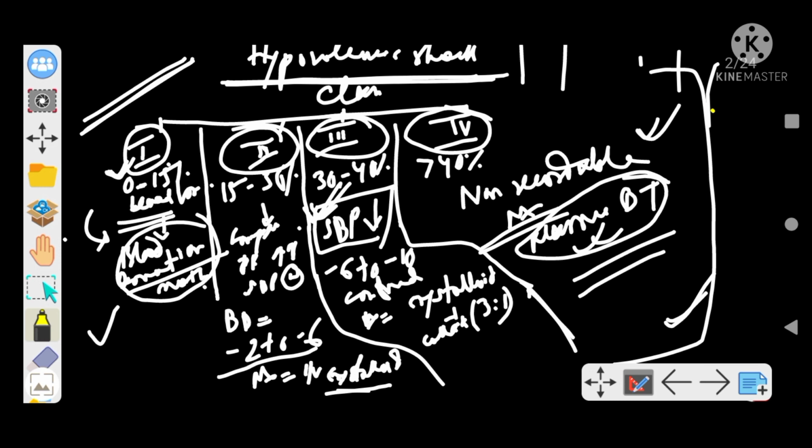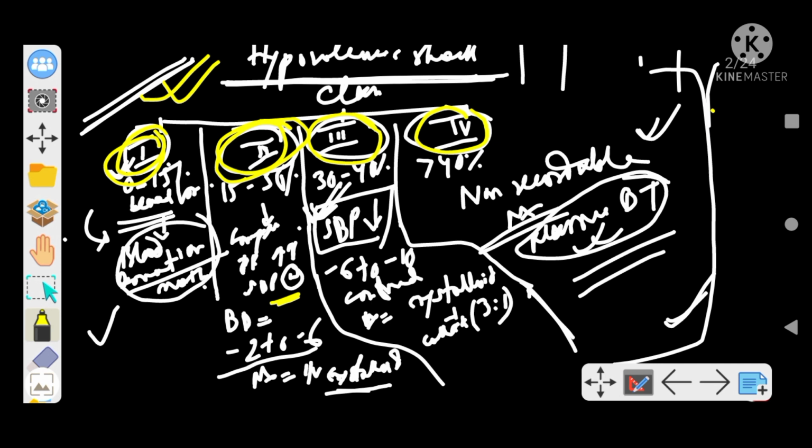So in our last video we discussed hypovolemic shock. There I told that there are 4 classes of hypovolemic shock. Class 1 has 0 to 15% blood loss, and here all the parameters are normal. In class 2, 15 to 30% blood loss, there is compensation by increased pulse rate, but systolic blood pressure remains normal. Base deficit is -2 to -6. Management is with IV crystalloids.